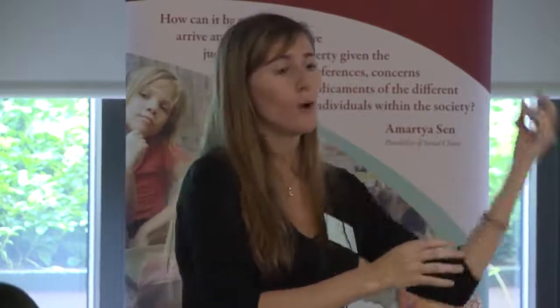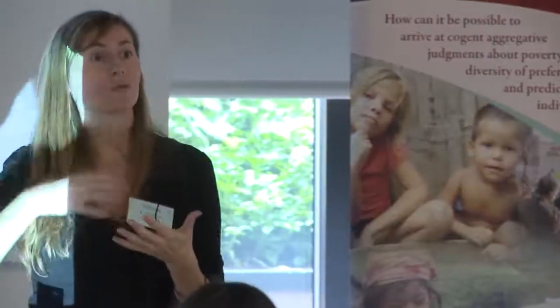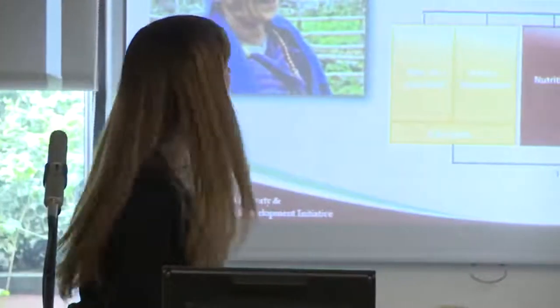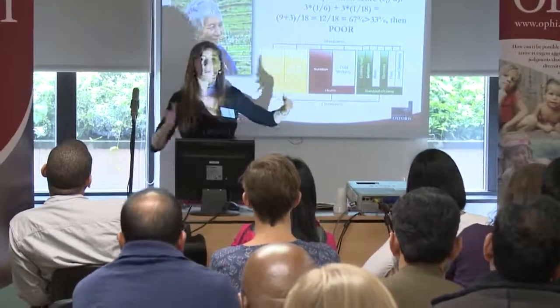So to be considered multidimensionally poor, you need to be deprived either in a whole dimension, or in one of the health and one of the educational indicators, or in some combination of these 10 indicators that accounts for 33% or more of the weighted score. Now, we have an example here. This is Puba. In this case, she's deprived in both of the educational indicators. She's deprived in nutrition, but not in child mortality. And she's deprived in half of the living standard indicators.